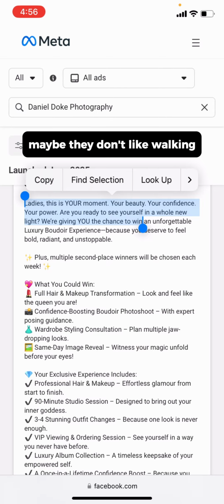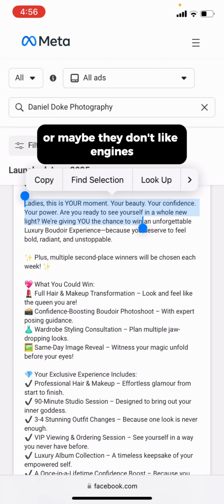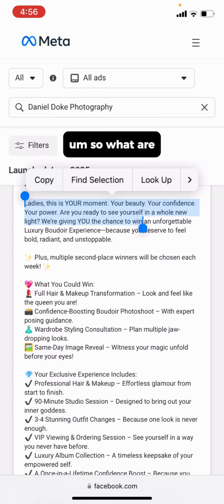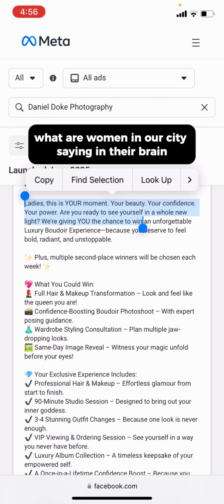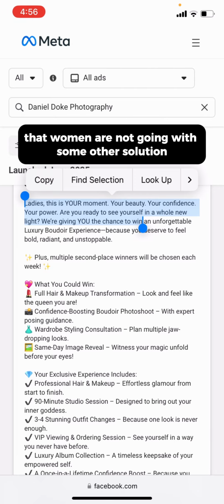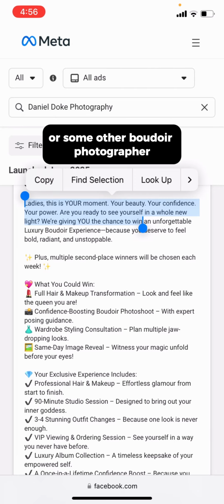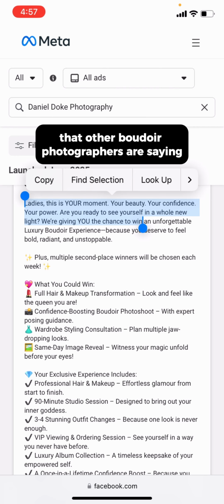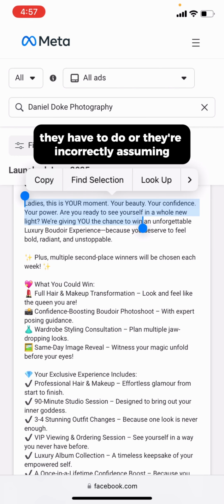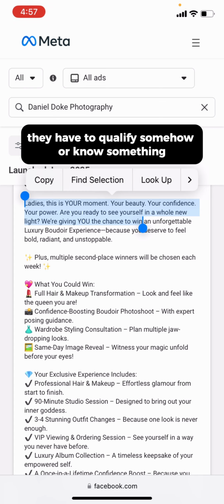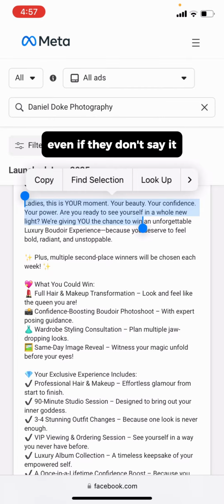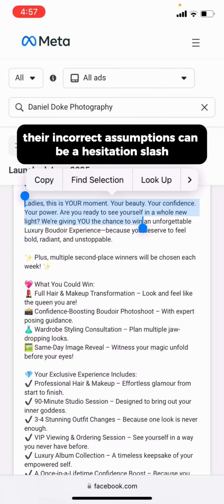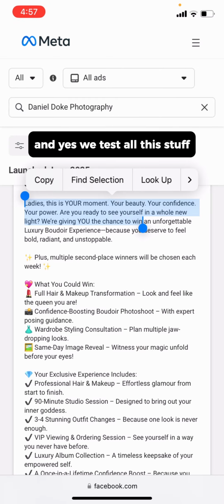Maybe they don't like walking, or maybe they don't like engines. So what are women in our city saying in their brain that women are not going with some other solution or some other boudoir photographer? Could be something they don't want to do that other boudoir photographers are saying they have to do, or they're incorrectly assuming they have to qualify somehow or know something, or they're going to have to do something even if they don't say it. So their incorrect assumptions can be a hesitation/roadblock as well. And yes, we test all this stuff.